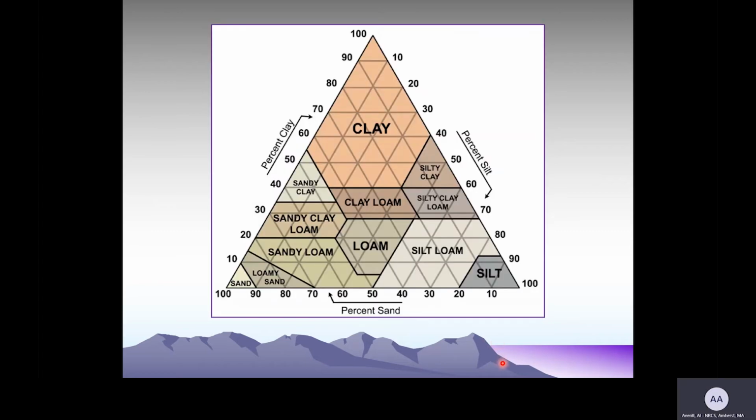This is a texture triangle, and it shows the 12 general texture classes that are recognized in the USDA system of soil texture classification. If you look at this, you can actually plot what your texture is based on if you have lab data. So, for example, if you have 60% sand and you have 10% clay, that's going to intersect you right here in the middle of sandy loam. And by default, that means you've got 30% silt.